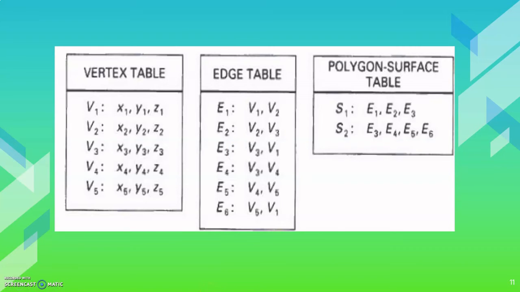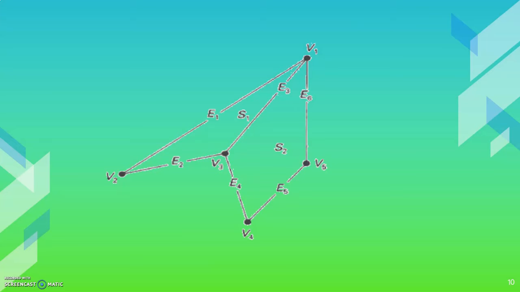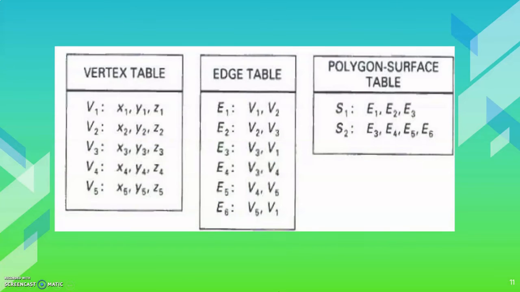Now, the polygon surface table stores the number of surfaces present in the polygon. So, here from the figure, surface S1 is covered by edges E1, E2 and E3. See, surface S1 is covered by E1, E2 and E3, which can be represented in the polygon surface table as S1, E1, E2 and E3, S2, E3, E4, E5 and E6. So, this is how we represent polygon tables. We use 3 tables to represent a polygon.